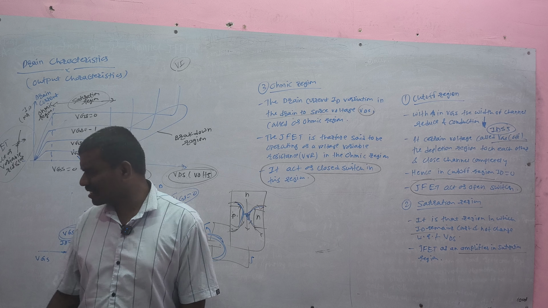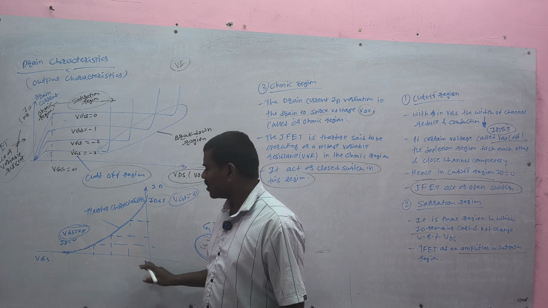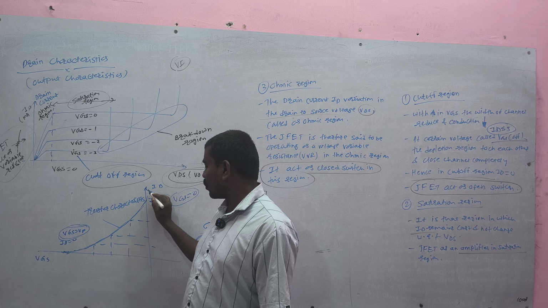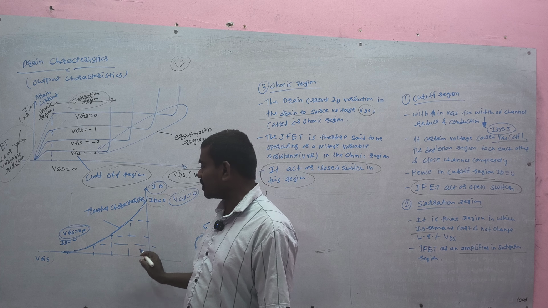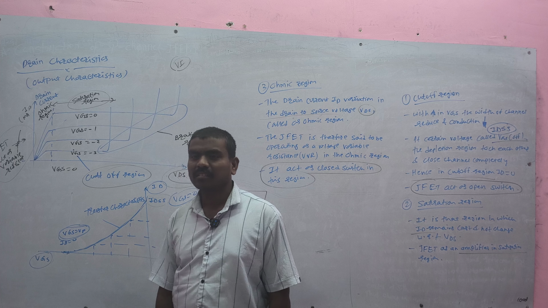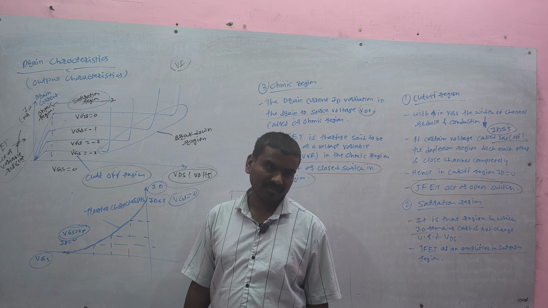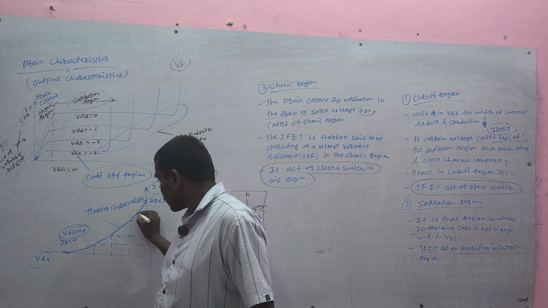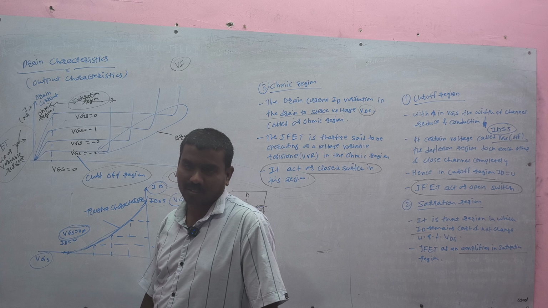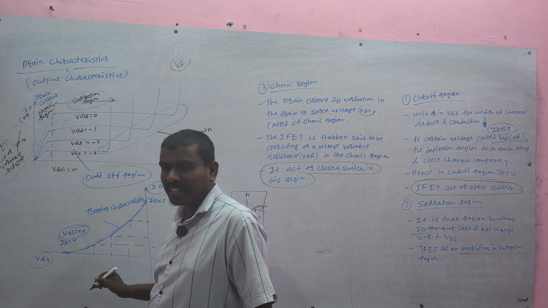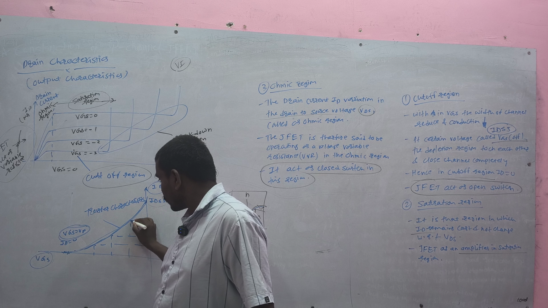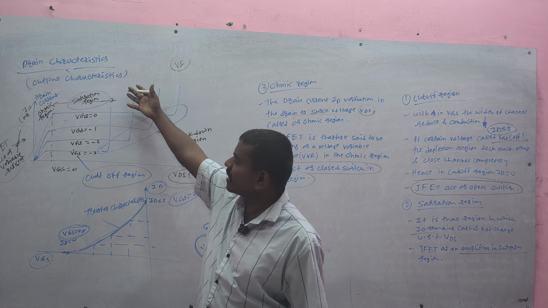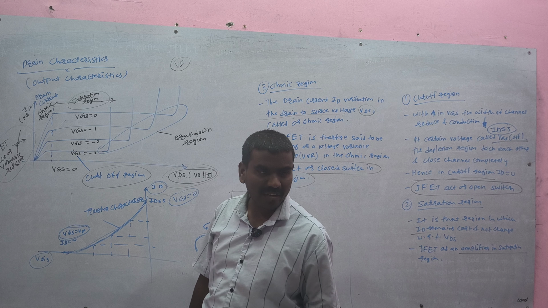So this is the transfer characteristic. Here we have taken ID, the drain current, on the y-axis, and the gate to source voltage on the x-axis. If we take the curvature, it is inversely proportional, not properly linear, but slightly in this way. So this is the transfer characteristic. This is the drain characteristic, this is the transfer characteristic.